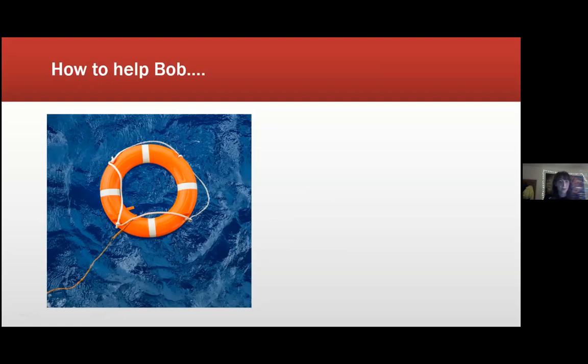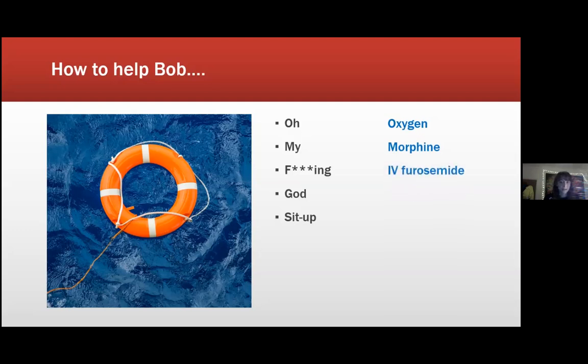Yeah, furosemide, we're going to be giving that IV. There's a bit of an acronym for this one as well. It's, oh my flipping God, sit up. So we're going to be giving him oxygen, which we already started, 15 litres through a non-rebreathe mask. Morphine, because it can be quite painful, and that's also going to calm him down a bit and help his breathlessness. With the morphine, we're going to be giving metoclopramide to stop him feeling sick. IV furosemide to get rid of all the fluids. GTN spray to open up all the vessels, and sit up.